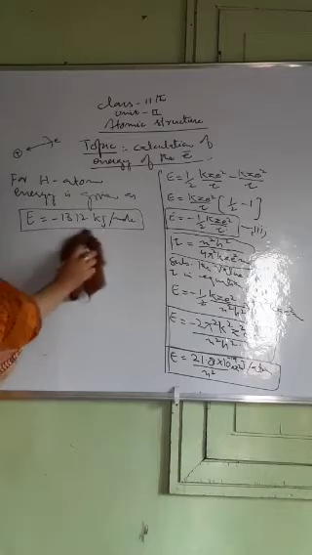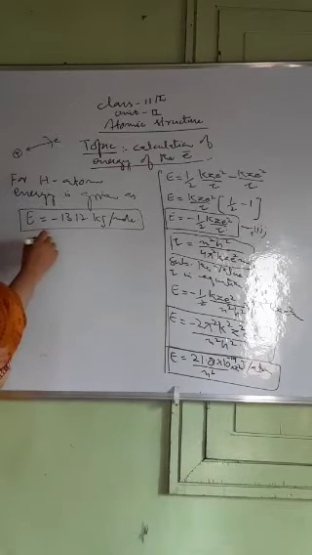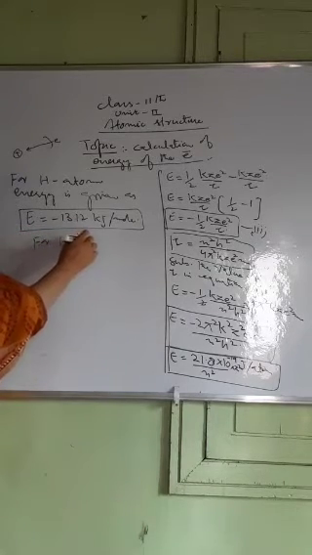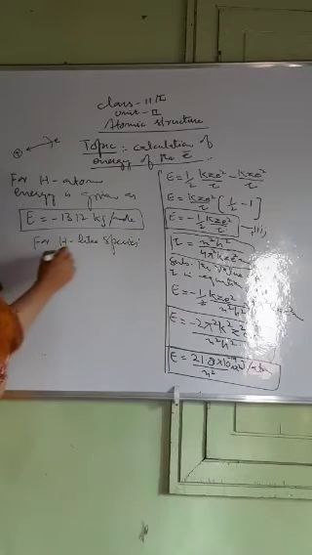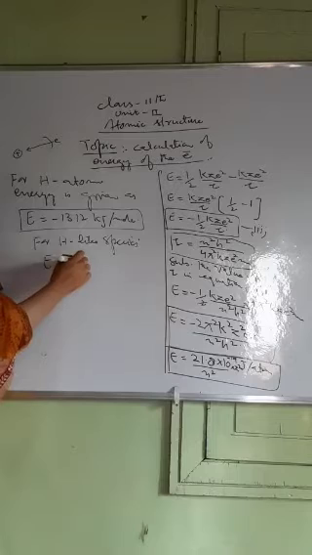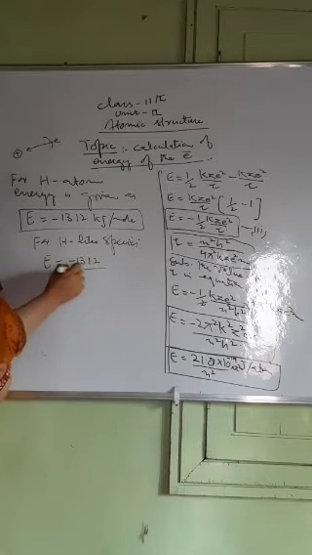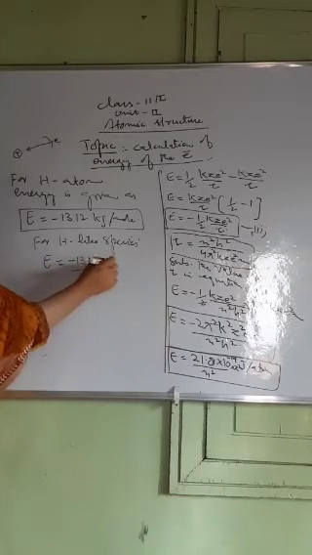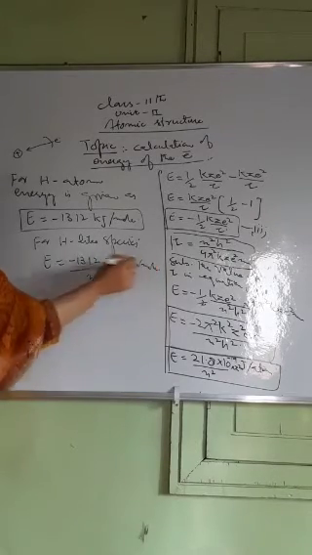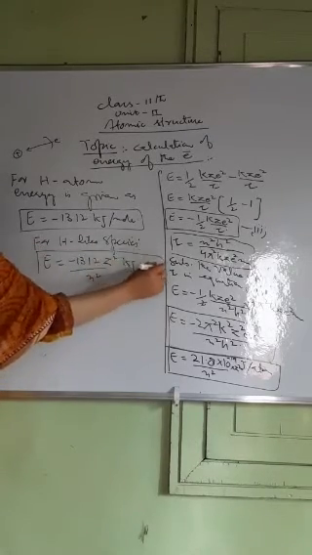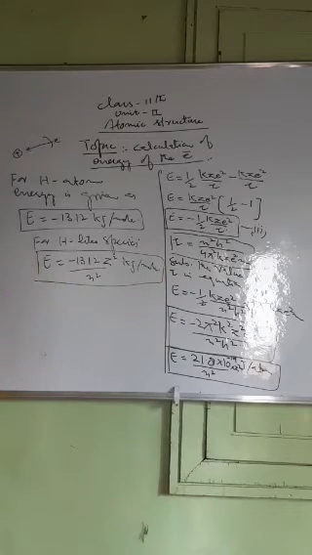For hydrogen like species, E is equal to minus 1312 divided by n square z square kilojoule per mole. This is the energy of the electron, and you have to remember this expression, that's minus 1312 z square divided by n square.